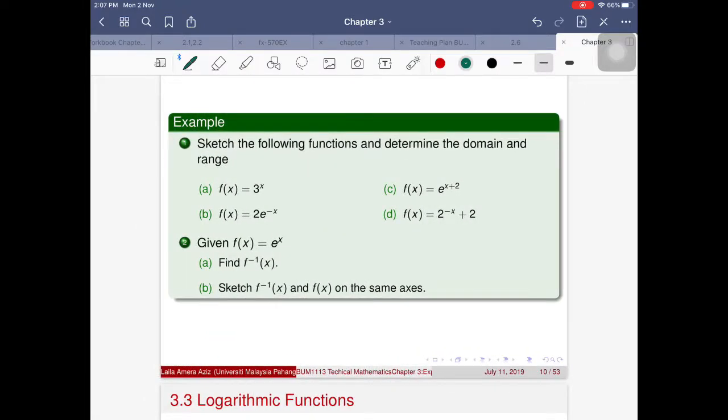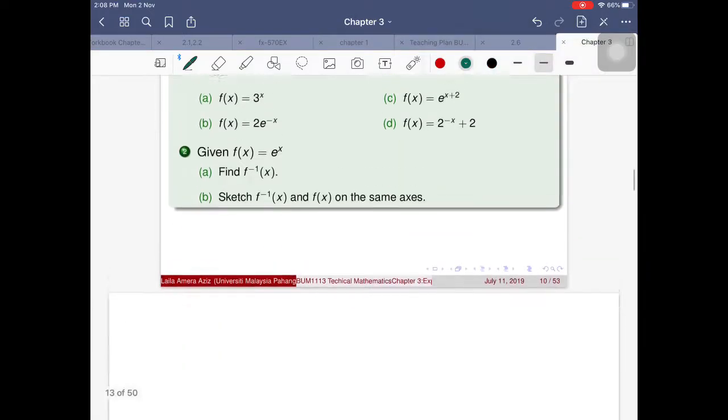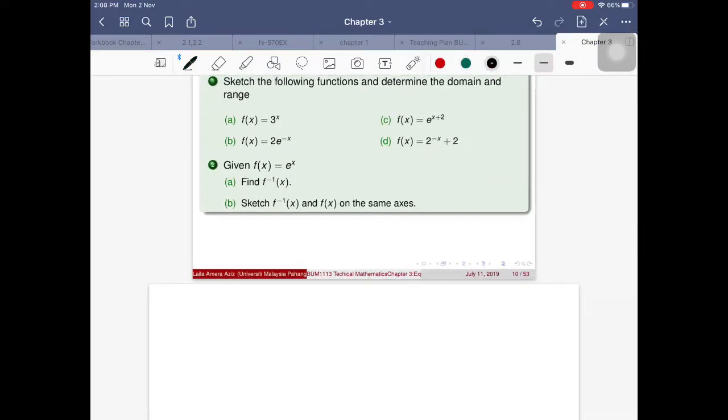Okay, so I'm going to show you how to sketch the following exponential functions. We have all sorts of scenarios here, but basically the idea will be pretty much the same. So question 1. I'm going to start with a, for which f of x is equal to 3 to the power of x. According to what we have discussed before, the value 3 is greater than 1, and here I have a positive power, so I know that my graph will be increasing, it will be going up.